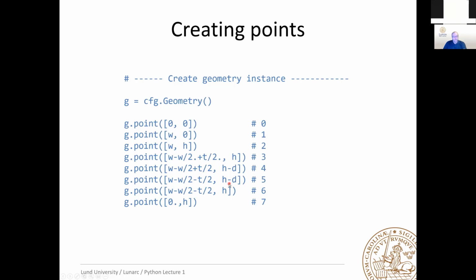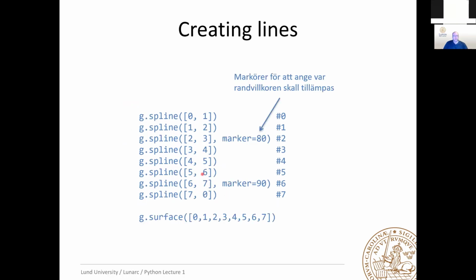So then we have our points. The next step is to add our lines. It's called spline or line, and if you only specify two points in the spline, it will be a line. So, G-spline from node 0 to node 1, and then spline from 1 to 2, 2 to 3, 3 to 4, and so on. So this defines the geometry topology.